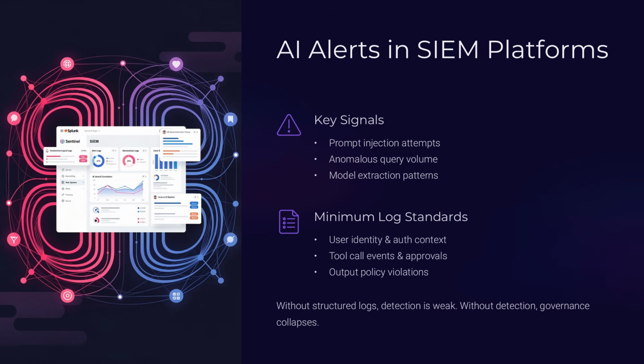You must decide what to log at minimum: user identity and authentication context, request metadata and risk indicators, retrieval source identifiers and access decisions, tool call events and approvals, output policy violation indicators, and model version identifiers. Without structured logs, detection is weak. Without detection, governance and assurance collapse.